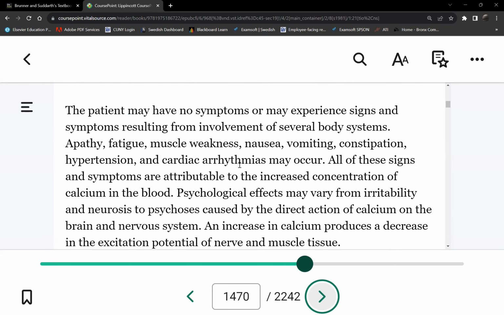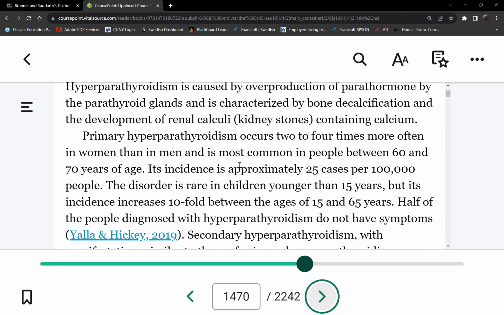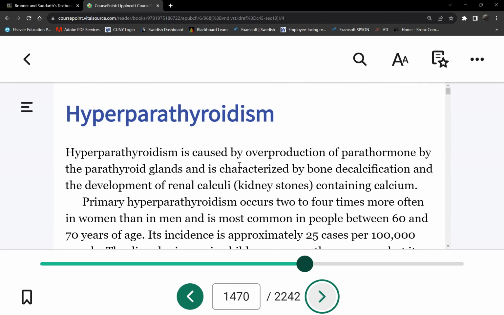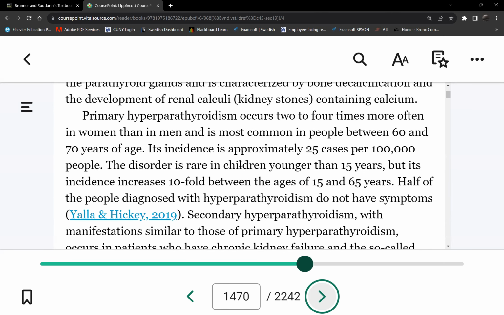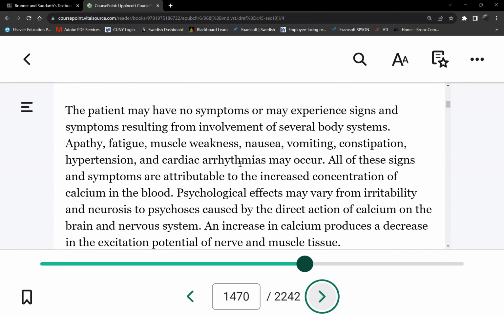Manifestations are manifestations of what? What's the main problem of this patient? They have very high calcium. Remember, this is hyperparathyroidism. So what happens to their PTH levels? Very high. So therefore, what happens to the calcium levels? Very high. So manifestations are therefore signs and symptoms of hypercalcemia. That's it. So this is a very short topic. What are therefore signs and symptoms of hypercalcemia? So apathy, fatigue, muscle weakness, nausea, vomiting, constipation. And there will be cardiac arrhythmias that may occur.